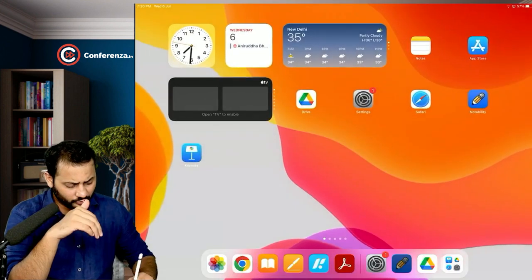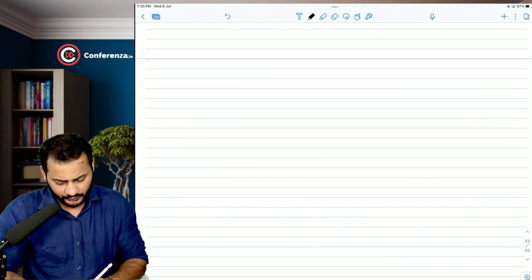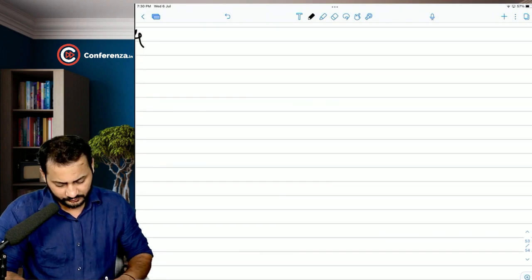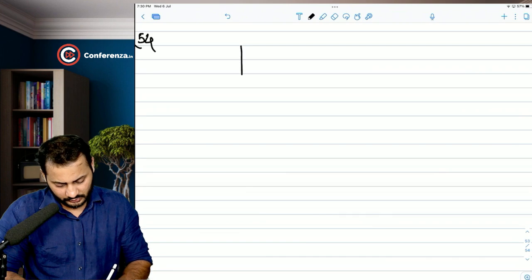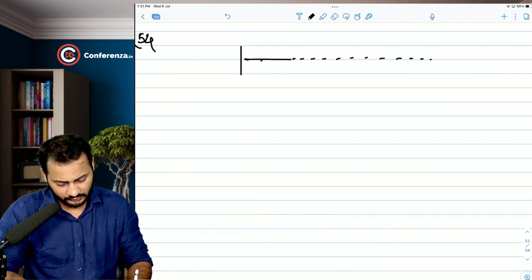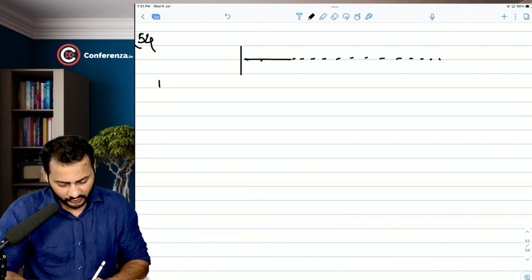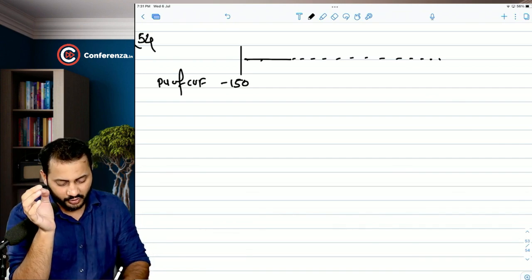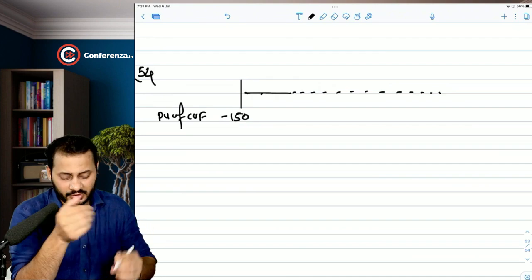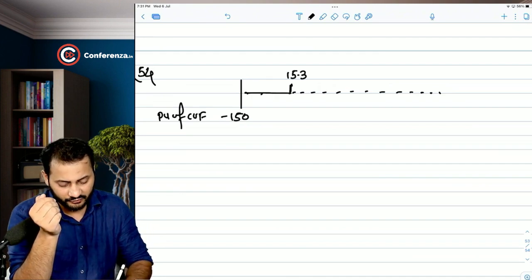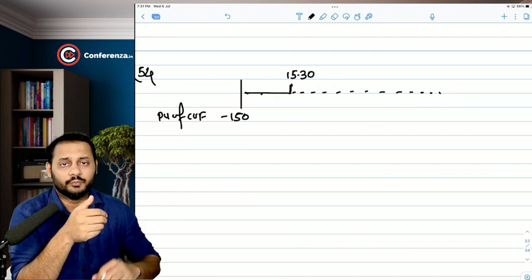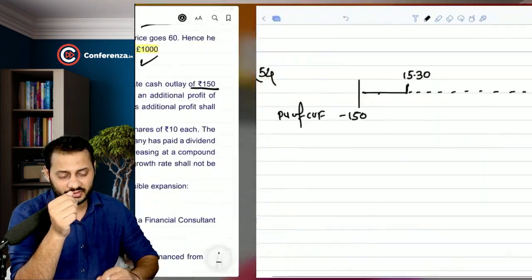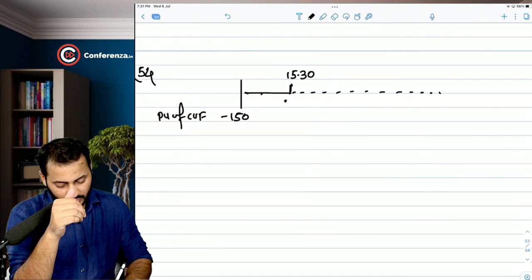So before moving further, let me just explain this to you. Question number 54. Here there will be a cash outflow. Present value of cash outflow will be 150 crore. In this project, if you want to invest, you will have to pay 150 crore. Okay, but what will happen after that? Once you do the investment, after 1 year you will start receiving 15.30 crore, and this will grow at a rate of 4% perpetually. So the growth rate here is 4%.